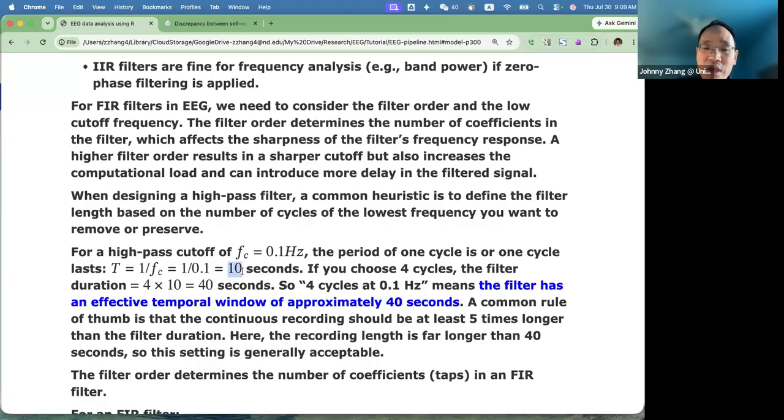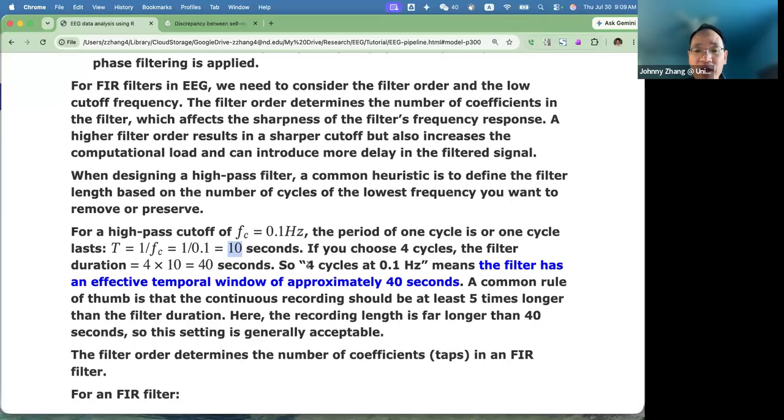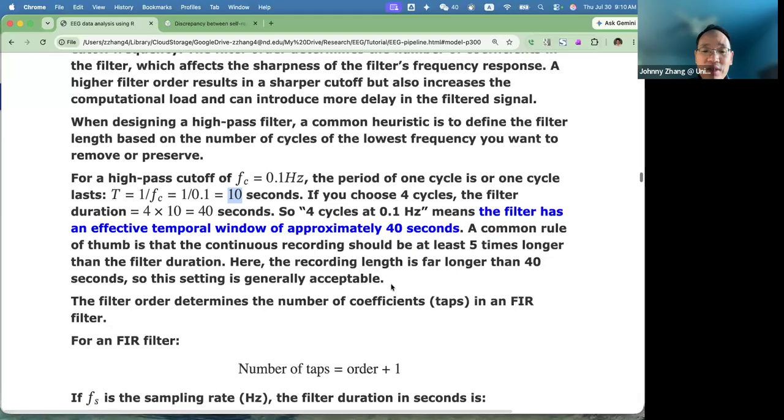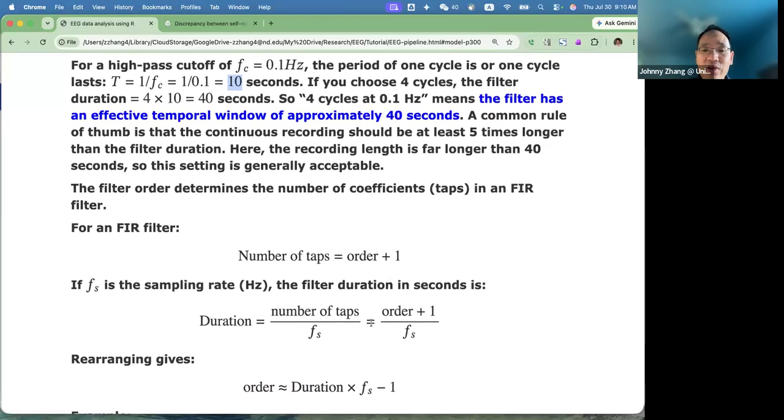You can think about your heart rate, how many seconds it takes for one heartbeat. Certainly the heartbeat will be much faster than this. So if you decide to use 4 cycles at 0.1 hertz, you would have a temporal window to weight your signals of about 40 seconds.